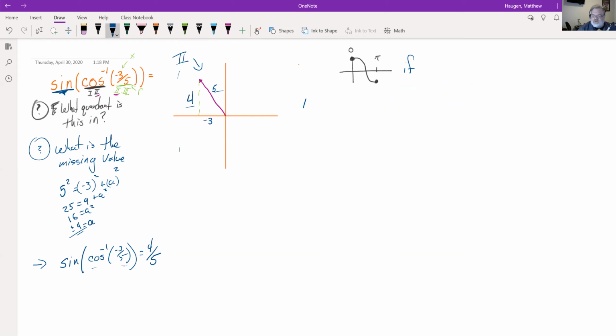Let's try that with a tangent. So let's say the tangent of the sine inverse of 2/5. That's always fun. So take a moment and find that tangent ratio exactly.